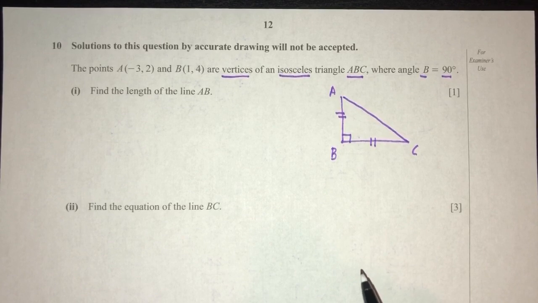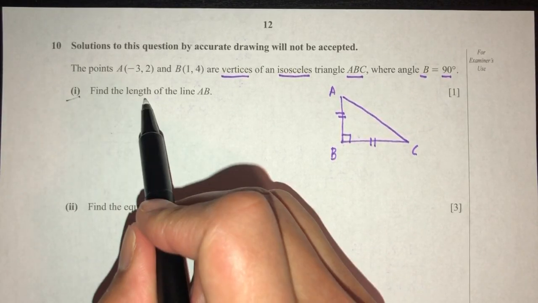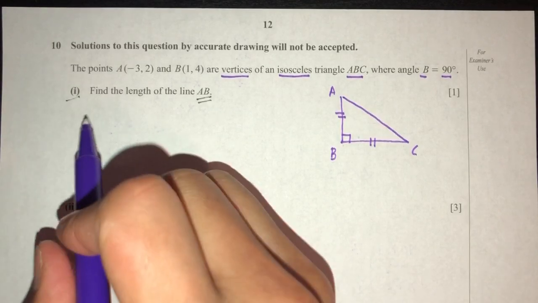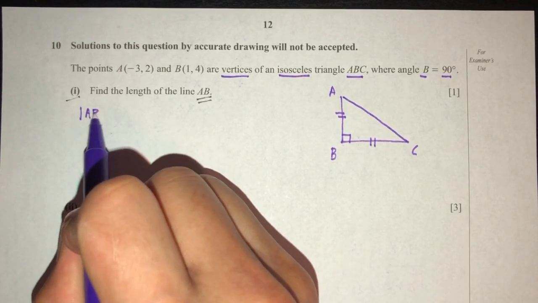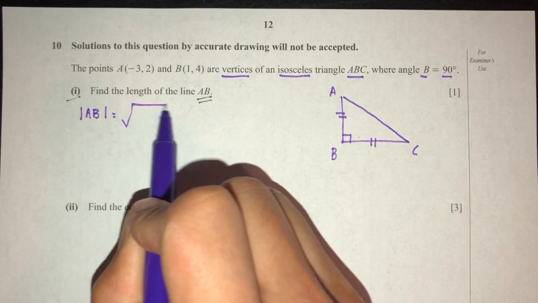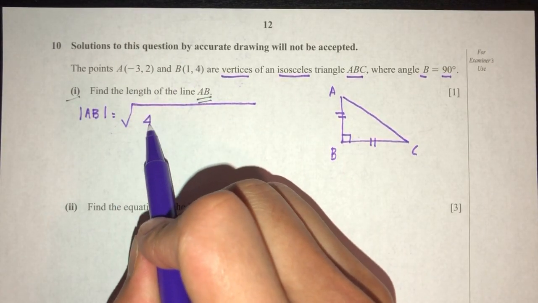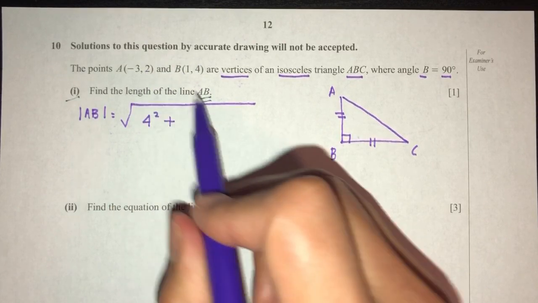Okay, so let's see what can we do now. So part 1, we have to find the length of AB. So we can use our formula for that. So the length of AB will be square root x2 minus x1, that will be 4 square. This minus this will be 2 square.